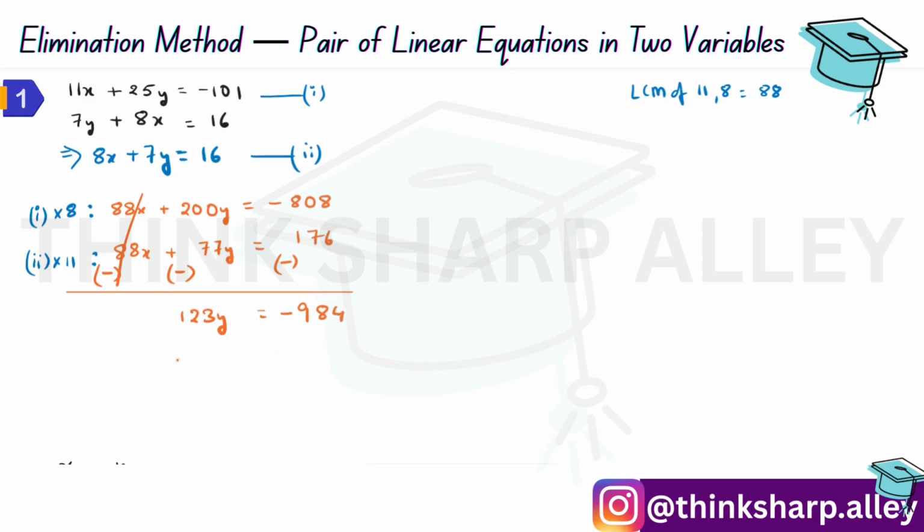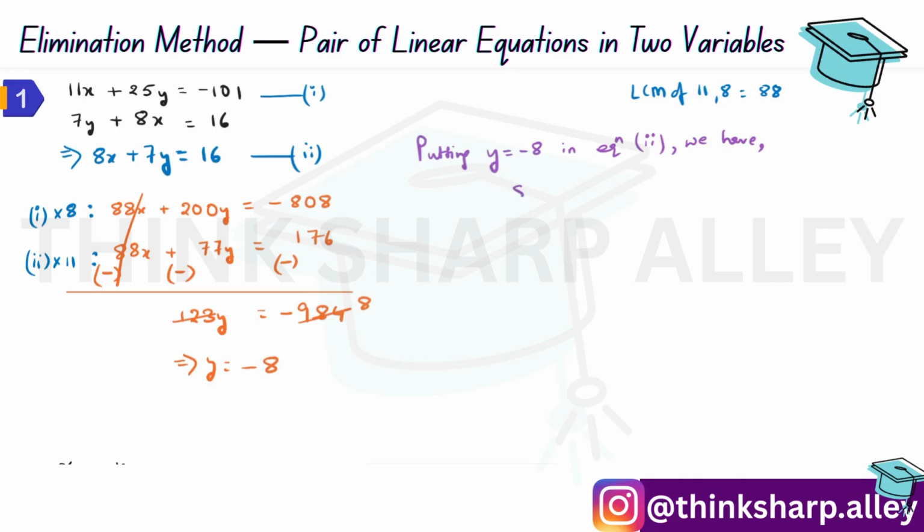So the value of y becomes minus 984 divided by 123, and we can cancel by, I guess, 8. Right? So y's value is minus 8. Now once we have got the value of y, we will substitute the value of y in any one of these equations to get the value of x. So let's choose equation 2.